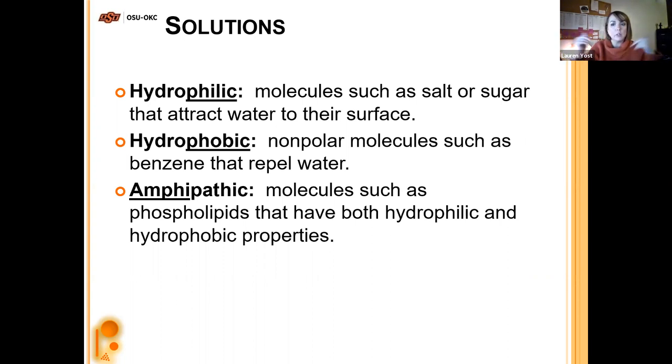What is an example of a hydrophobic thing? Well, oil. Oil doesn't mix with water. That's mostly made up of fats. It's long chains of carbons and hydrogens. Those don't have charges, and so they are water fearing, hydrophobic.